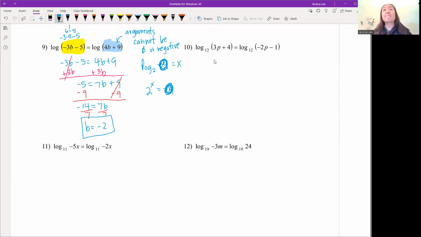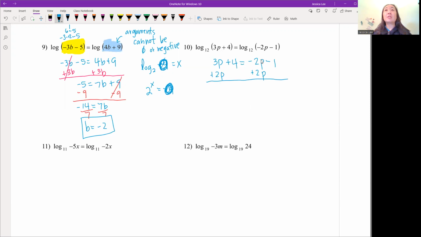All right. So again, the logs are exactly the same basis, which means the arguments are equal to each other, or they better be, or it's not going to work out here. It's going to be sad days. All right, get the p's together. So I'm going to add 2p to both sides.